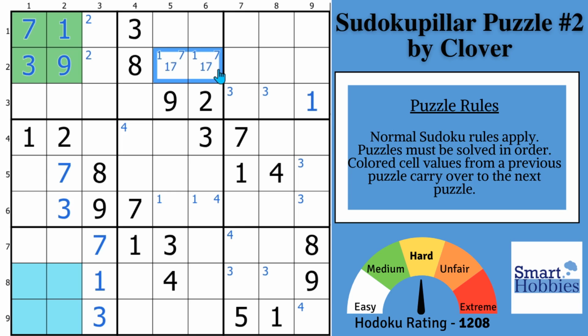1 and 7 can be there and nothing else can, so we can mark that as a 1, 7 hidden pair. They also act as a pointing pair, so 7s can't be here either. And with this 7 and this 7, you can actually solve this cell for a 7 in block 3, displacing that Snyder 3.